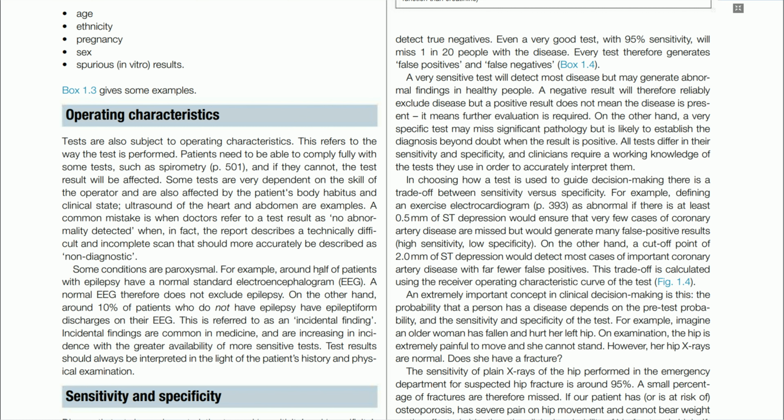For example, around half of patients with epilepsy have a normal standard electroencephalogram (EEG). A normal EEG therefore does not exclude epilepsy. On the other hand, around 10% of patients who do not have epilepsy have epileptiform discharges on their EEG. This is referred to as an incidental finding. Incidental findings are common in medicine and are increasing in incidence with greater availability of more sensitive tests. Test results should always be interpreted in the light of the patient's history and physical examination.